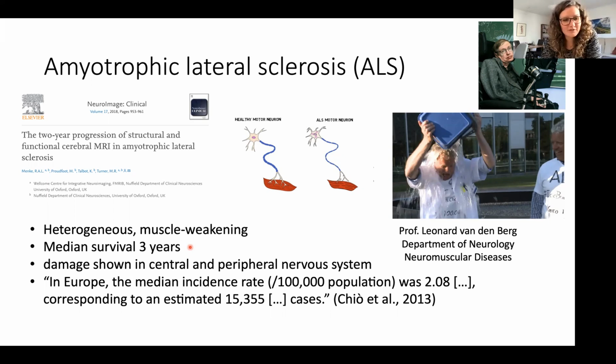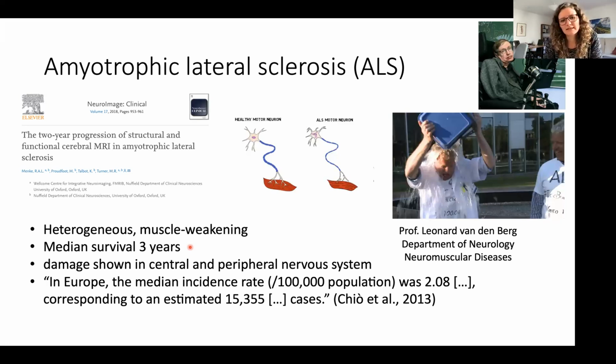And you don't have to go all the way to Utrecht to find experts, but we are closely collaborating with people in Oxford as well. The lab of Martin Turner are the experts in neuroimaging and ALS, and they have also already looked at disease progression and trying to model it.